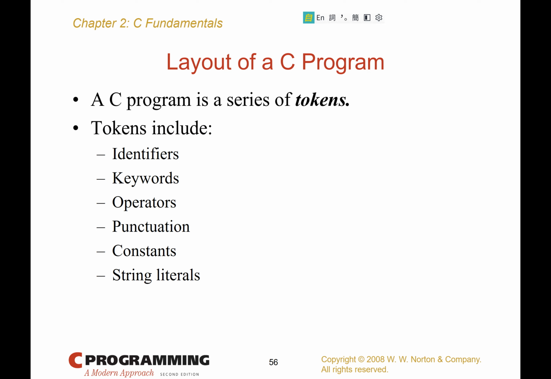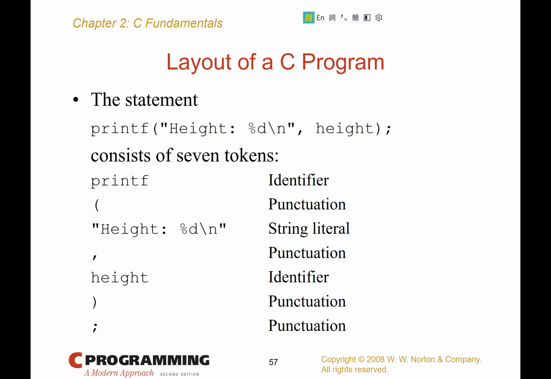A C program is composed of many tokens, a series of tokens, and the tokens include these things. You can just look at them, and you will see a bunch of other examples later, but you don't need to remember all of them.